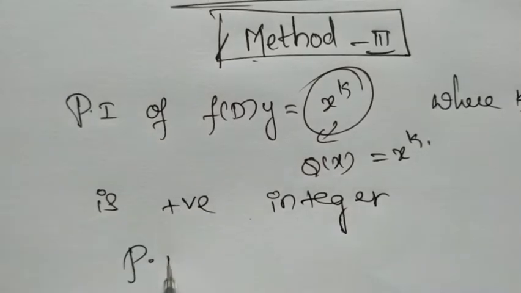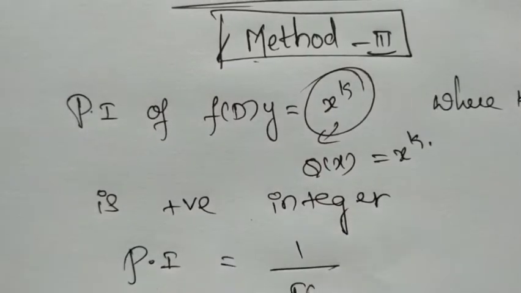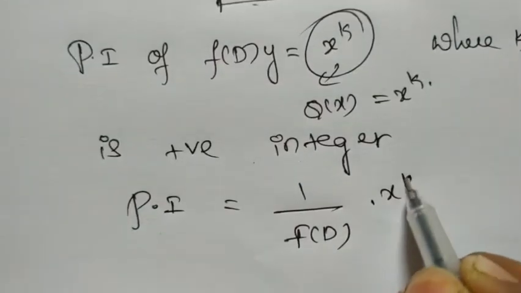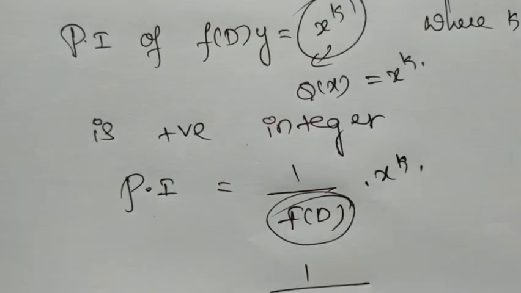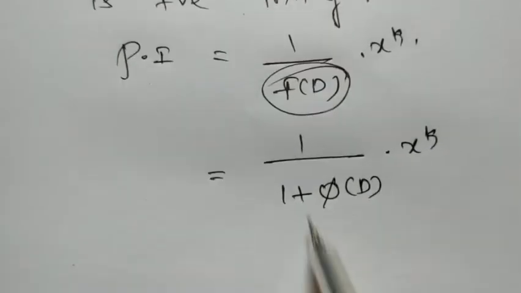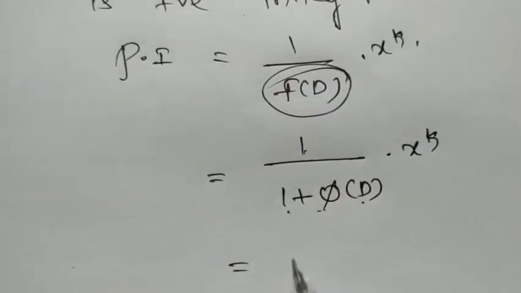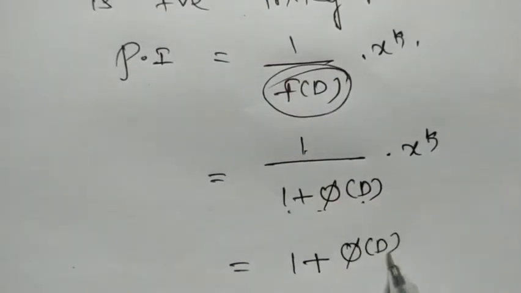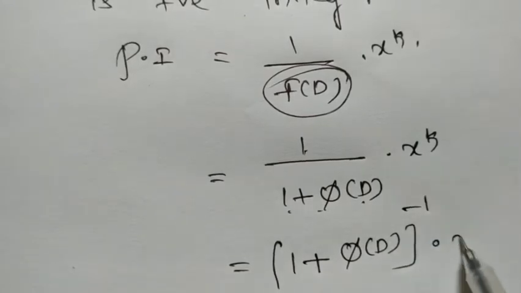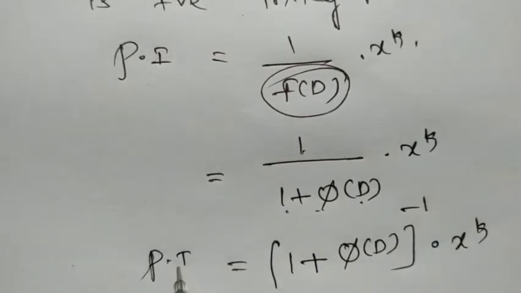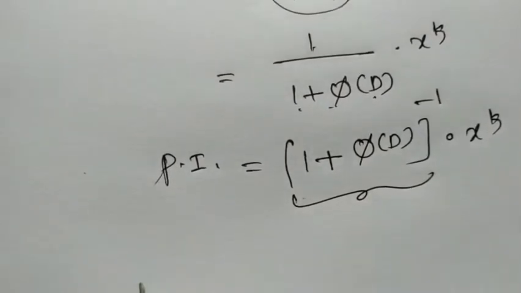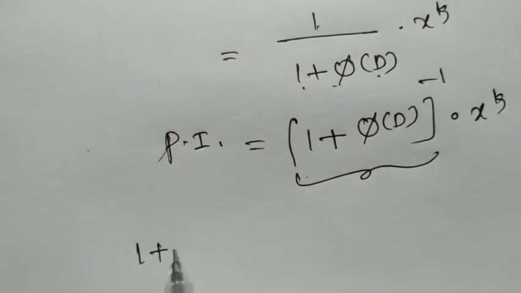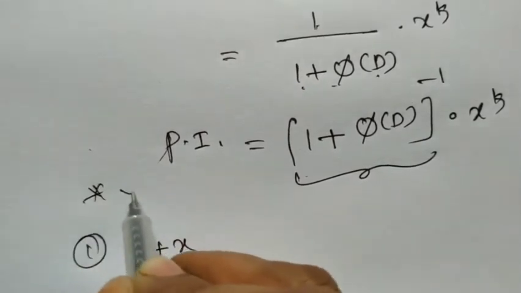So the particular integral equals 1 by f(D) into x power k. Here f(D) can be changed into 1 by 1 plus phi(D) into x power k. So 1 by 1 plus phi(D) can be written as (1 plus phi(D)) whole power minus 1 into x power k. Therefore, solving this by using the formulas, we have some very important formulas.